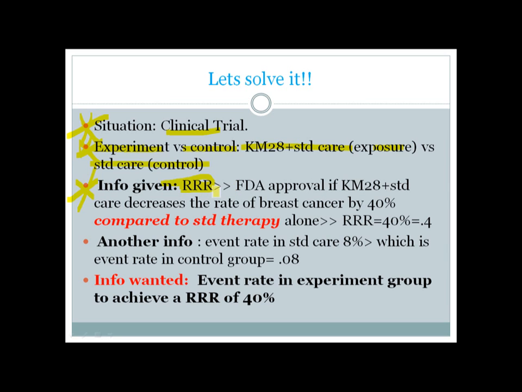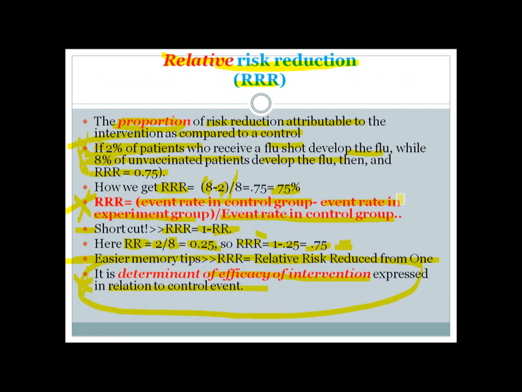So FDA approval will be given when CAM2 plus standard care decreases the rate of breast cancer by 40% compared to standard therapy alone, which is actually the RRR, which is 40% or 0.4. So as you can see from here, RRR is actually the proportion of risk reduction attributable to the intervention as compared to control.